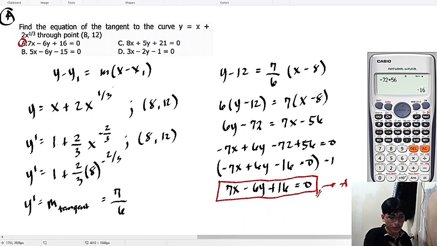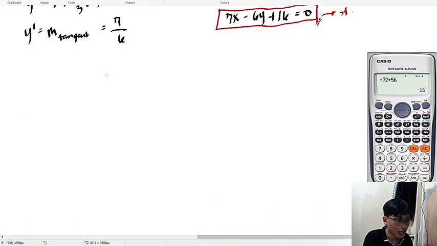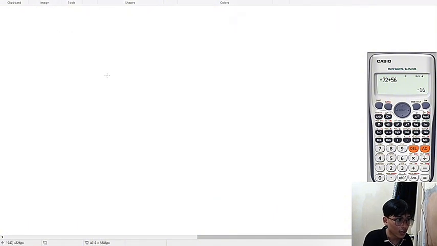Okay, now another is what we call the normal line, normal to the curve or normal line of our curve.